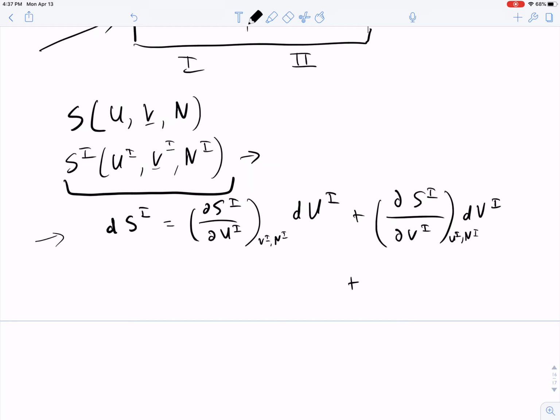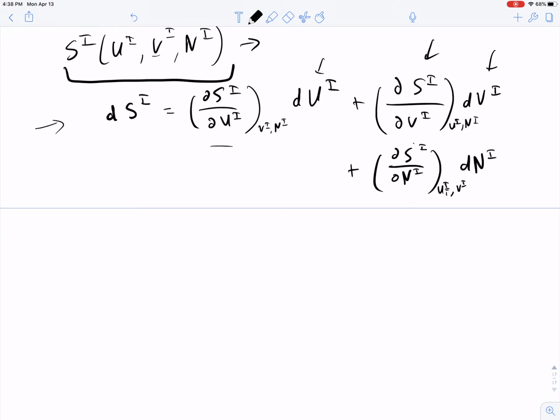So these are partial derivatives with respect to U times a small change in U, partial derivative with respect to V, small change in V, plus a partial derivative with respect to the number of moles times the small change in that number of moles. Of course, here we're going to have U and V being held constant for that derivative.